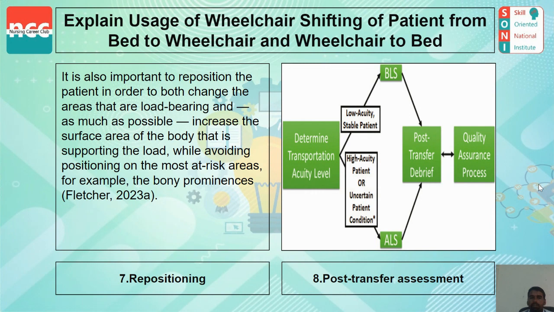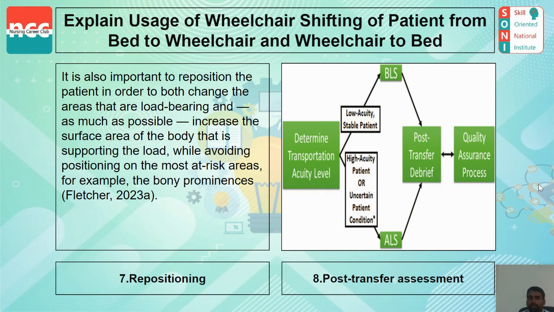Increase the surface area of the body that is supporting the load, which makes the body better able to bear the load, while avoiding positioning on the most at risk areas. There are several risk areas, for example the bony prominences. This is all about repositioning.